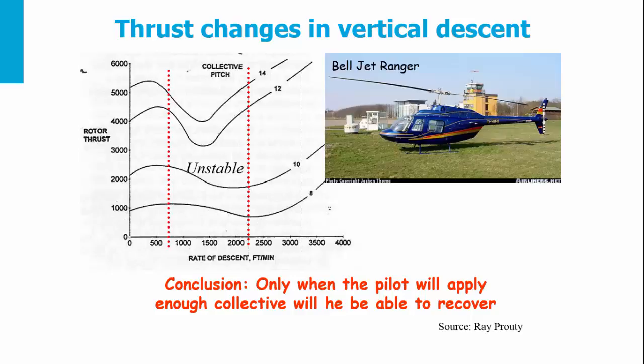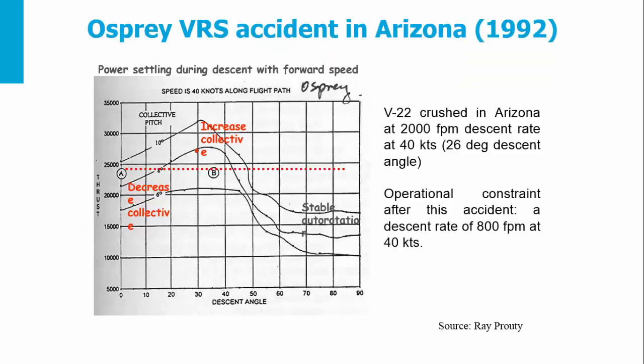In between, the system is unstable and a small increase in the velocity of descent will result in thrust smaller than weight. Therefore, in order to keep thrust equal to weight, we have to increase the collective pitch. If we do not have enough collective pitch applied, the helicopter will fall faster and faster. This was also the cause of the Osprey accident in Arizona.